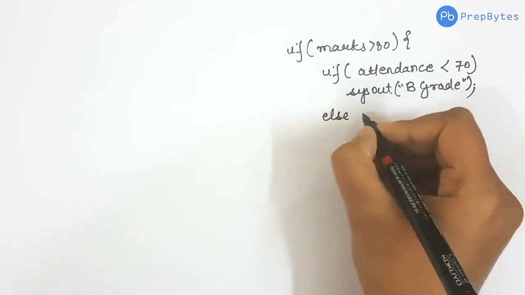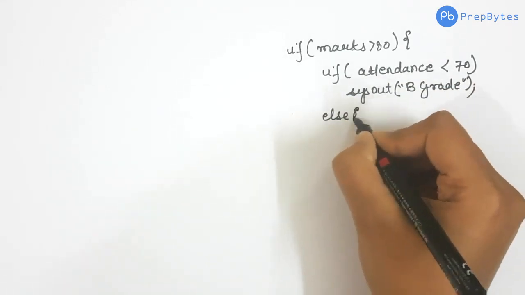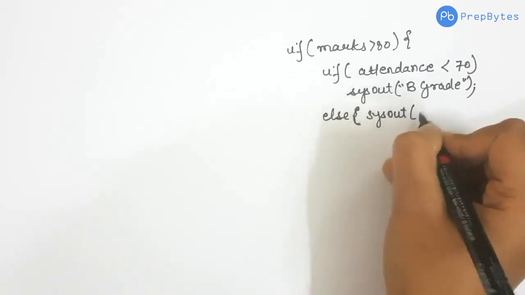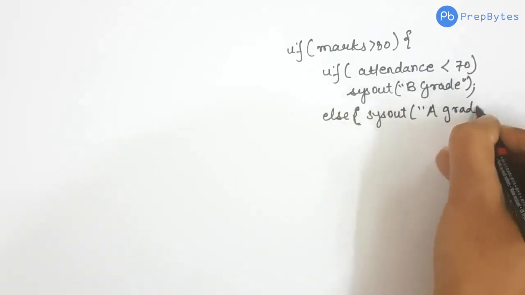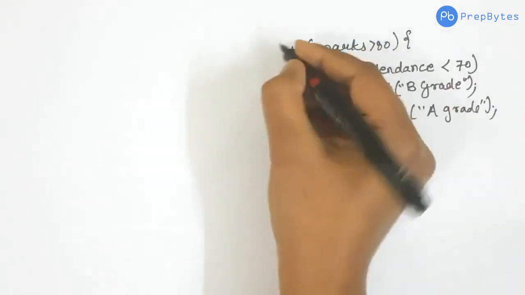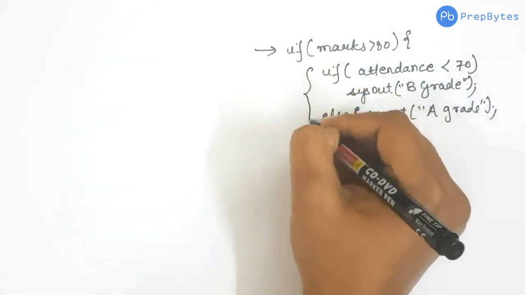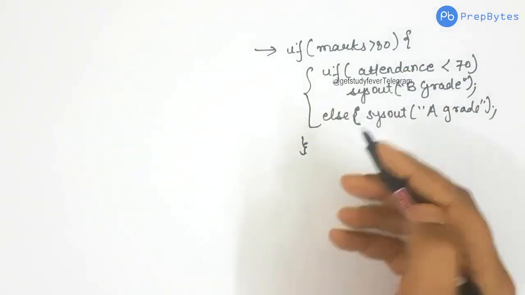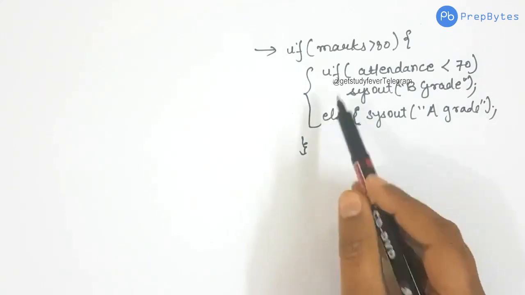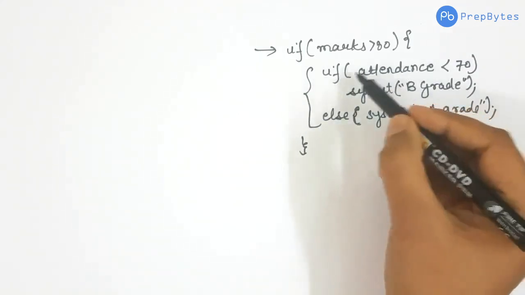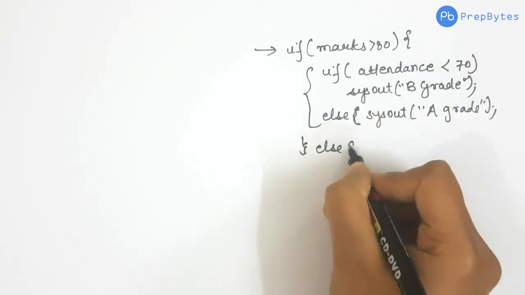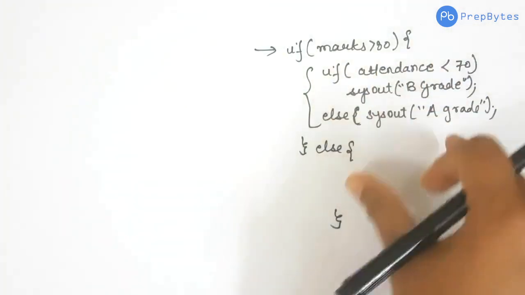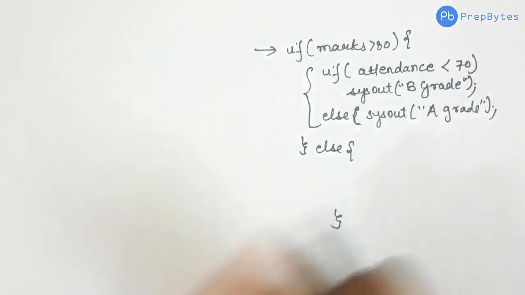Else sysout A grade. And then we close this if. So this is a nested if. This is the outer if, and this is an if else inside this if. So you can do that. But whenever you are doing this, make sure you are keeping track of which particular if this else corresponds to. Similarly, this kind of nesting we can do inside else also. So we can write this statement inside this also. We can do these kinds of nesting inside ifs and elses.